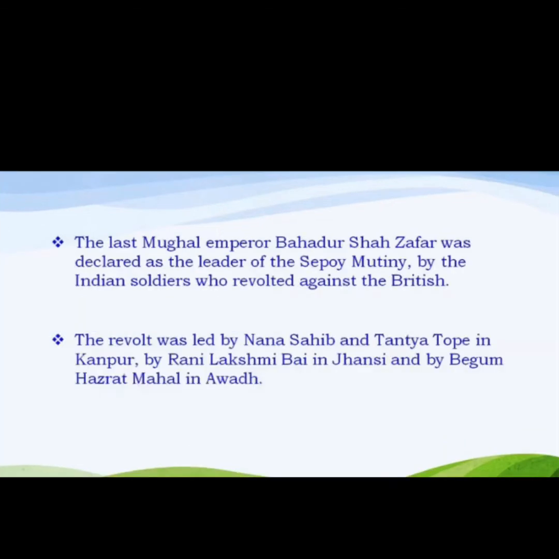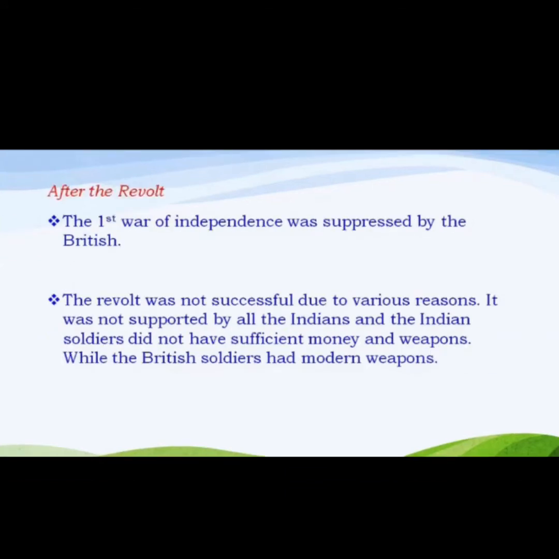The last Mughal emperor, Bahadur Shah Zafar, was declared as the leader of the Sepoy Mutiny by the Indian soldiers who revolted against the British. The revolt was led by Nana Sahib and Tantia Tope in Kanpur, by Rani Lakshmi Bai in Jhansi, and by Begum Hazrat Mahal in Awadh. After the revolt, the first war of independence was suppressed by the British.